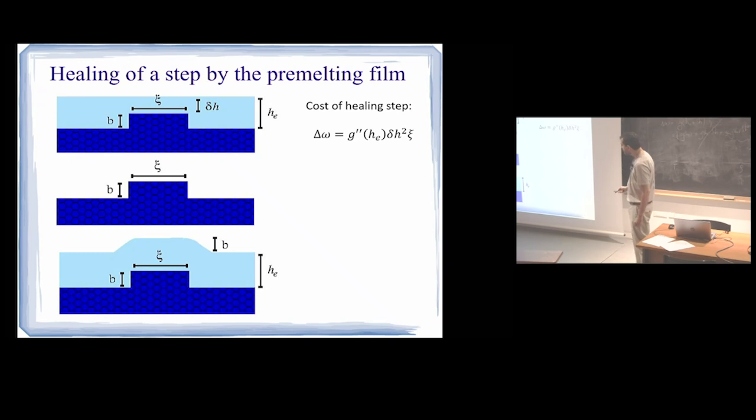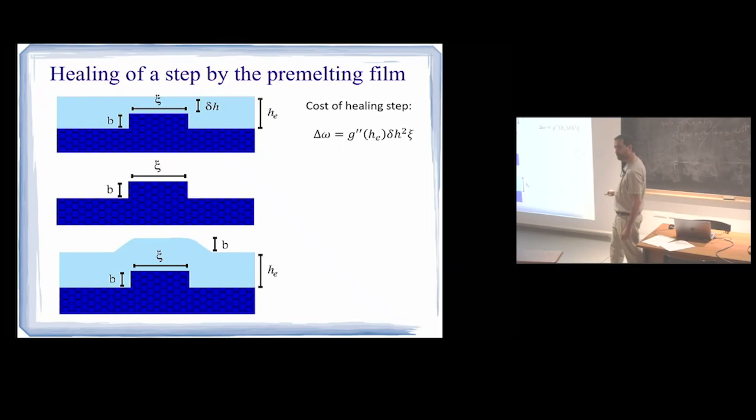What is the free energy here? Here, what I'm doing is following exactly the dictates of the interface potential. I am being at equilibrium film height everywhere, here and atop the step. So what costs me free energy here?